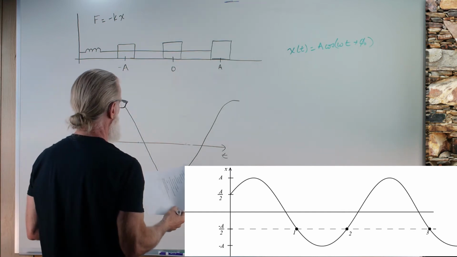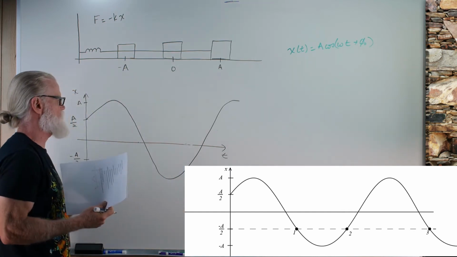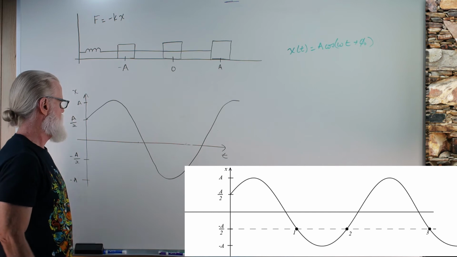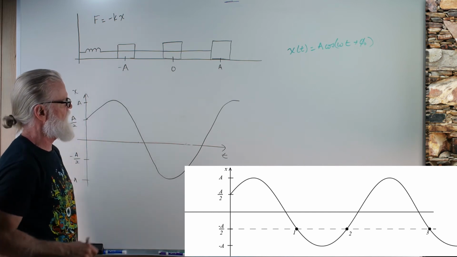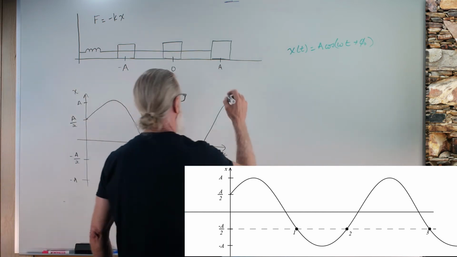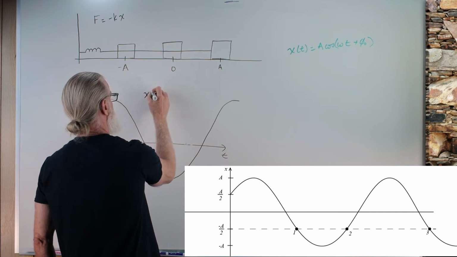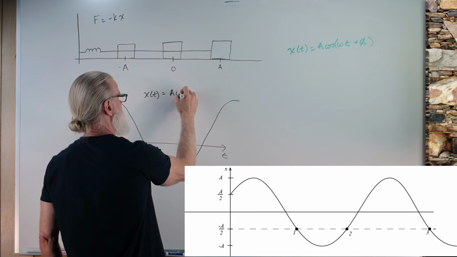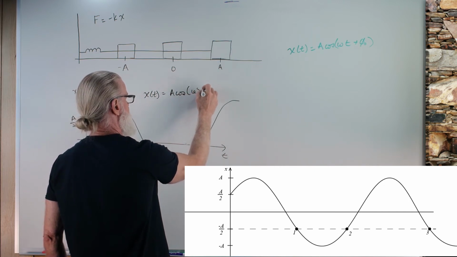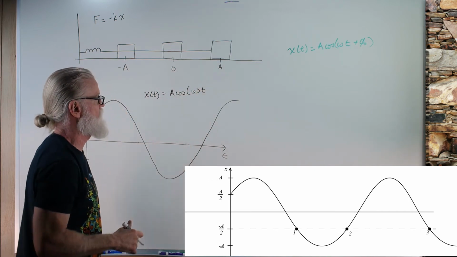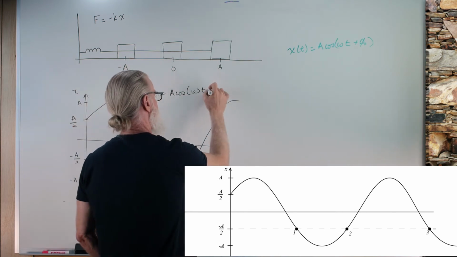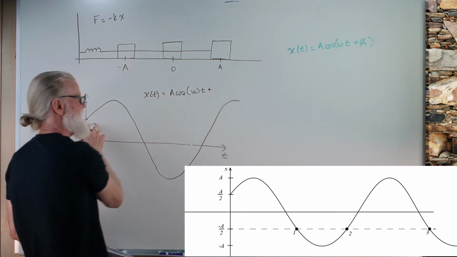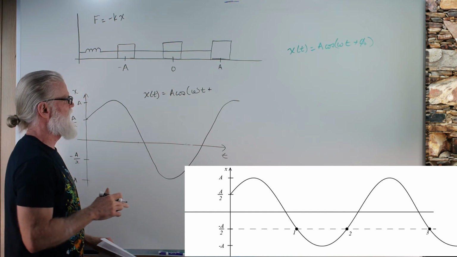And so if I wanted to create a function like that, I know that I could say that x of t equals A cosine omega t. I don't know what omega is yet. We'll deal with that later. Plus, I've got to figure out what phase this thing is in, right?